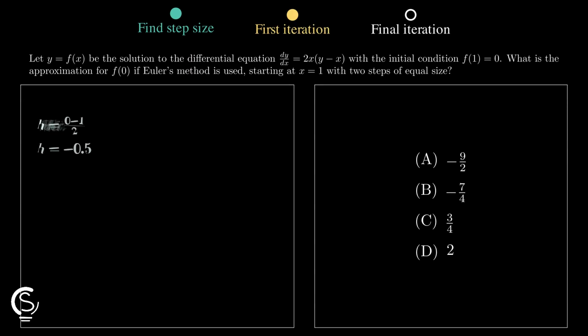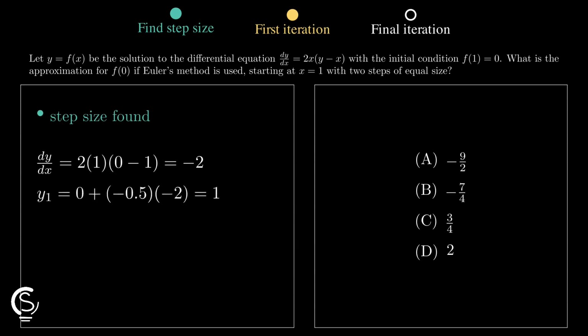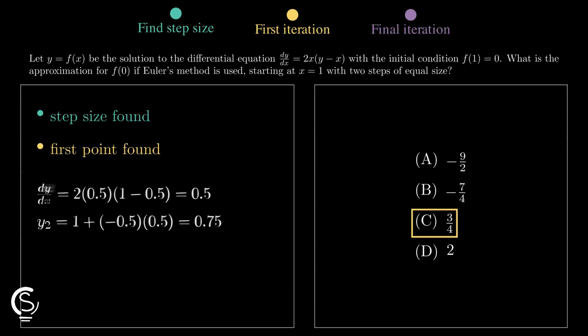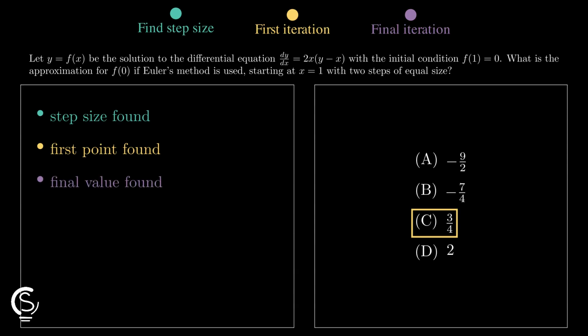Starting at 1, 0, we find the slope using the differential equation, then update y to find the value at x equals 0.5. You got this, keep going. Finally, use the new point 0.5, 1 to find the slope and update y1 last time to reach x equals 0. That makes option C correct.